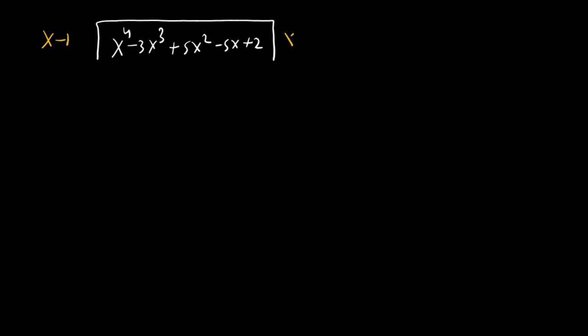Here x cube is multiplied by x, then x power 4. x cube is multiplied by minus 1, then minus x cube. Minus plus, this is cancelled out, and here minus 3x cube plus x cube is minus 2x cube, plus 5x square minus 5x plus 2.